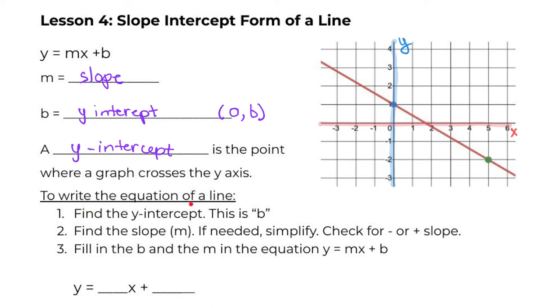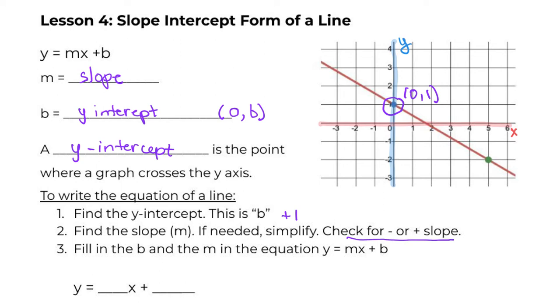The steps to write an equation of a line is to first find the y-intercept. This is the b value. So we can circle that right here. Here's the y-intercept on my graph. Then find the slope, and if needed simplify it, and you want to double check that you are looking if it's positive or negative slope.